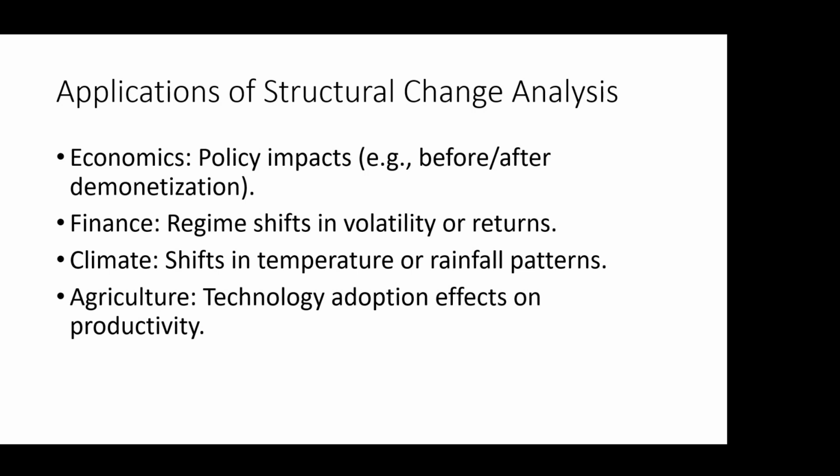Then in climate, because we are all seized with this problem of climate change, you can find out when exactly the climate change has taken place, and at which point the climate, the rainfall pattern or the temperature changed. In agriculture, you can find out when a technology, like the green revolution many decades ago, affected productivity, and if there was any revolution thereafter, what effect it is having on productivity.